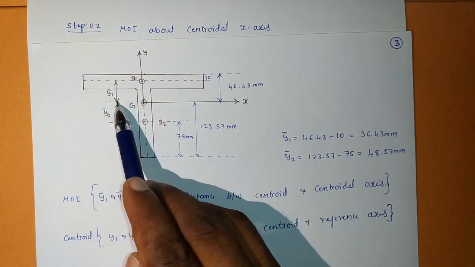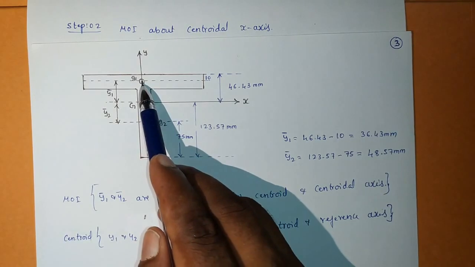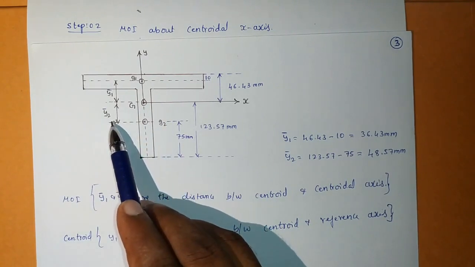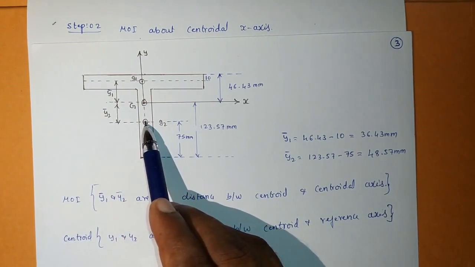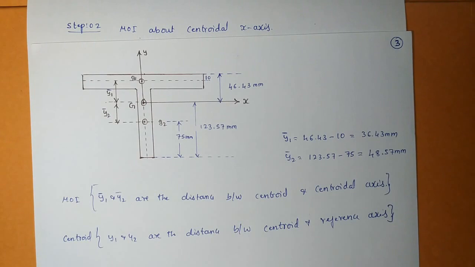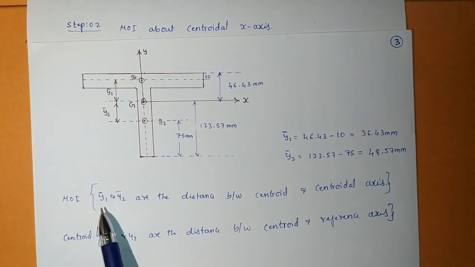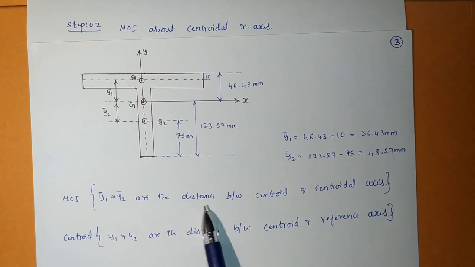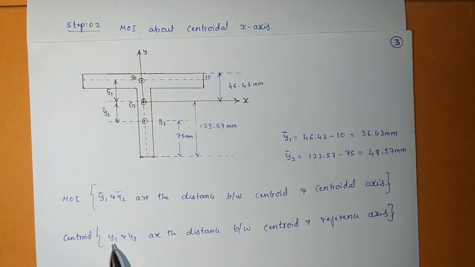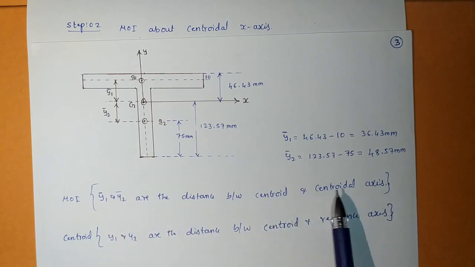Look at this one. What is y1 bar? It is the distance between the centroid of an individual section and the centroidal axis. Similarly, what is y2 bar? y2 bar is the distance between the centroid of section number 2 and the centroidal axis. In moment of inertia, y1 bar and y2 bar are the distances between centroid and centroidal axis. Don't confuse with the centroid topic, where y1 and y2 are the distances between centroid and reference axis. Here, y1 bar and y2 bar are the distances between centroid and centroidal axis.